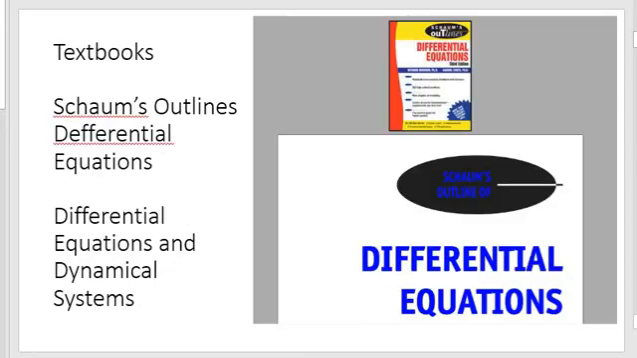So what are the textbooks? Our main text will be Schaum's Outlines, Differential Equations. You can download it if you Google. And then the other text is Differential Equations and Dynamical Systems. This one I will share on this learning platform. It might be difficult to download online, but make sure you download this textbook.